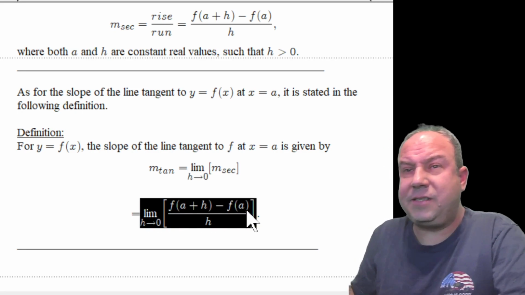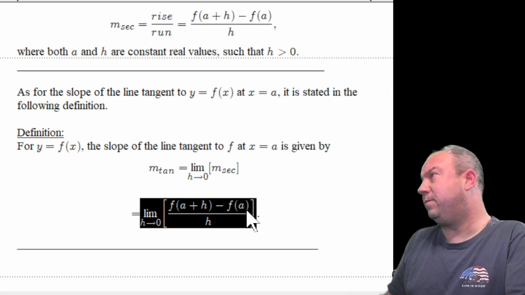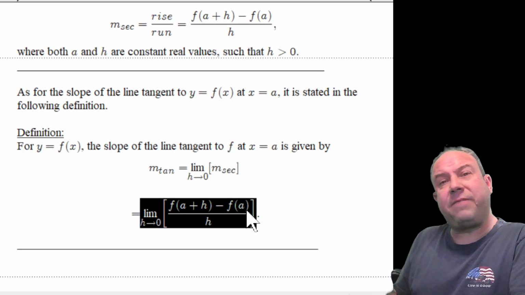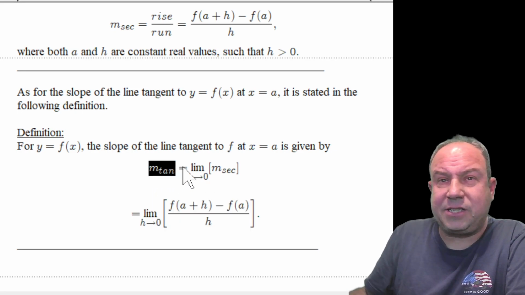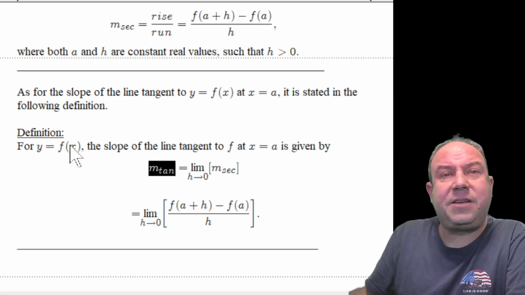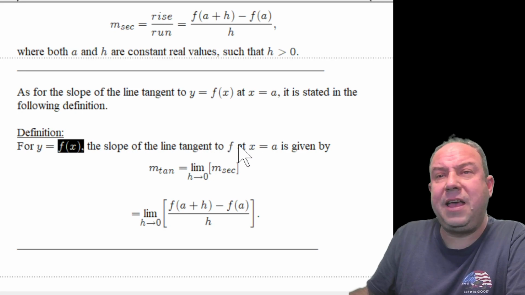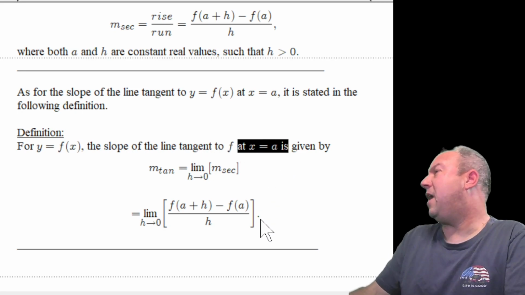We're going to have the limit as h heads to 0 for this ratio: f at a plus h minus f of a, all divided by h. That will yield the slope of the tangent line, right? Tangent to the curve f at the value of x equal to a.